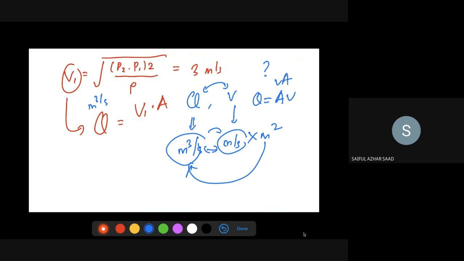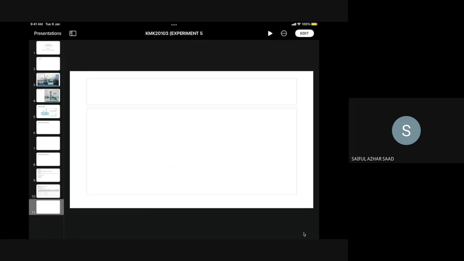So once I have the velocity over here, I just put it here, and then I calculate the area. Area, as I said before, since the pipe is usually a circle, is pi d squared over 4. Then I get the value of Q equal to, let's say, 7 meter cubed per second.